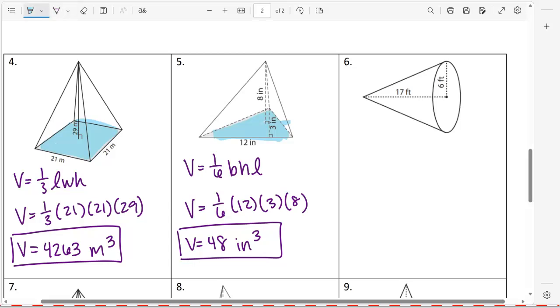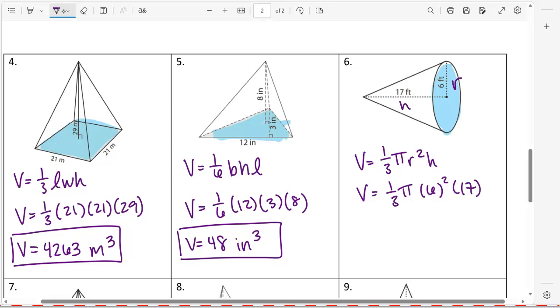With number 6, it looks like our cone has fallen over, but that's okay. The base is on the side this time, but it's still a cone. Formula for volume is 1/3 times pi times the radius squared times the height. Okay, the radius is 6 and the height is 17. Be very careful typing this in your calculator. When you do, you'll learn that volume is approximately 640.9 cubic feet.